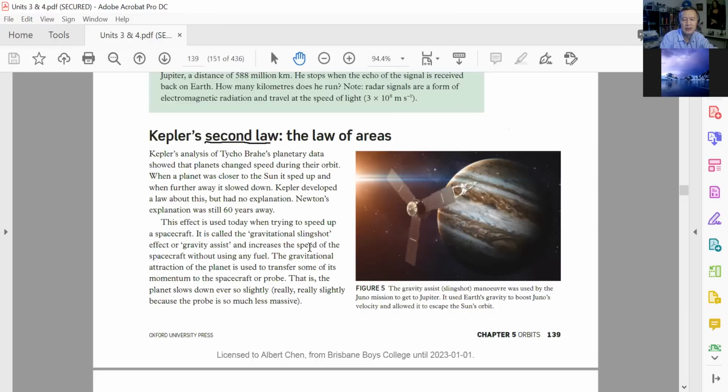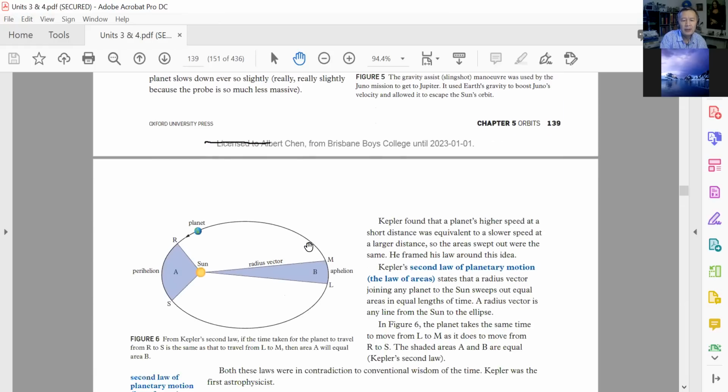Now the second law considers how fast each planet moves. Does each planet keep a constant velocity or not? That is the question. So he spent a lot of time observing the orbit when the planet was close to the sun. Kepler developed a law about this and had no explanation. Oh, that is this law. Did they actually talk about the second law? Yeah, that's right. This is good.